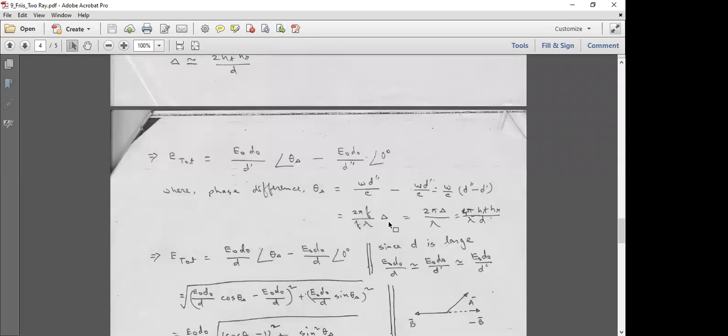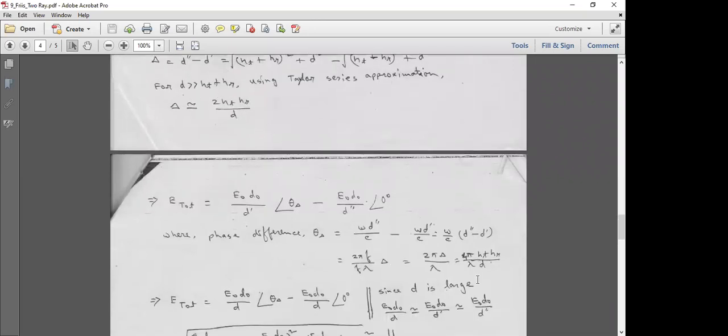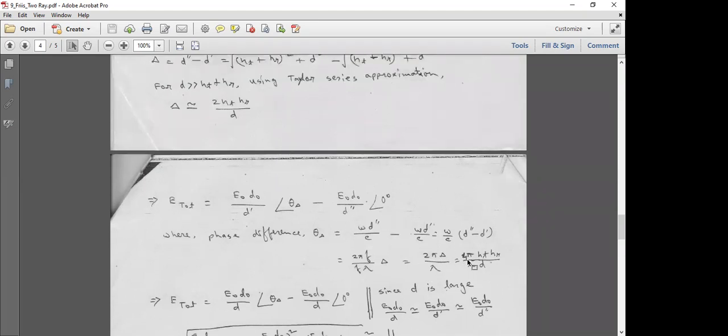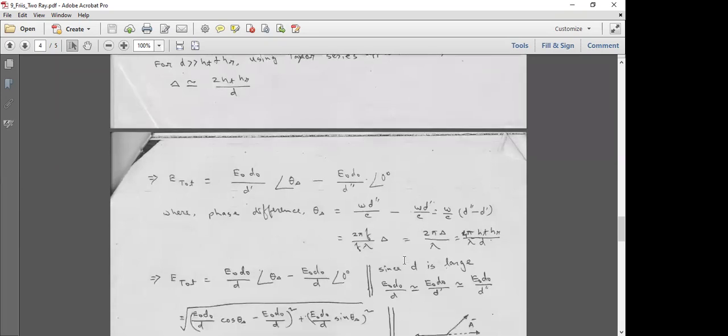Now for del, we have an expression here, 2 HT HR by d. So you can put that. And for omega, we can write 2 pi f. For c, we can write f lambda. We can cancel f. So we have here 2 pi and here 2 HT HR by d. So we get 4 pi by lambda HT HR by d. So that is our theta del.